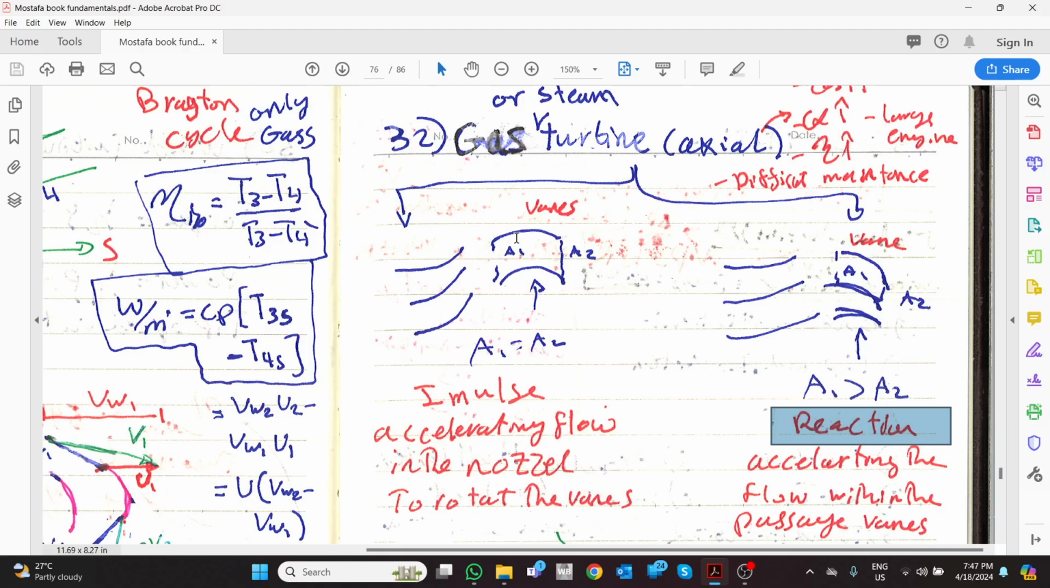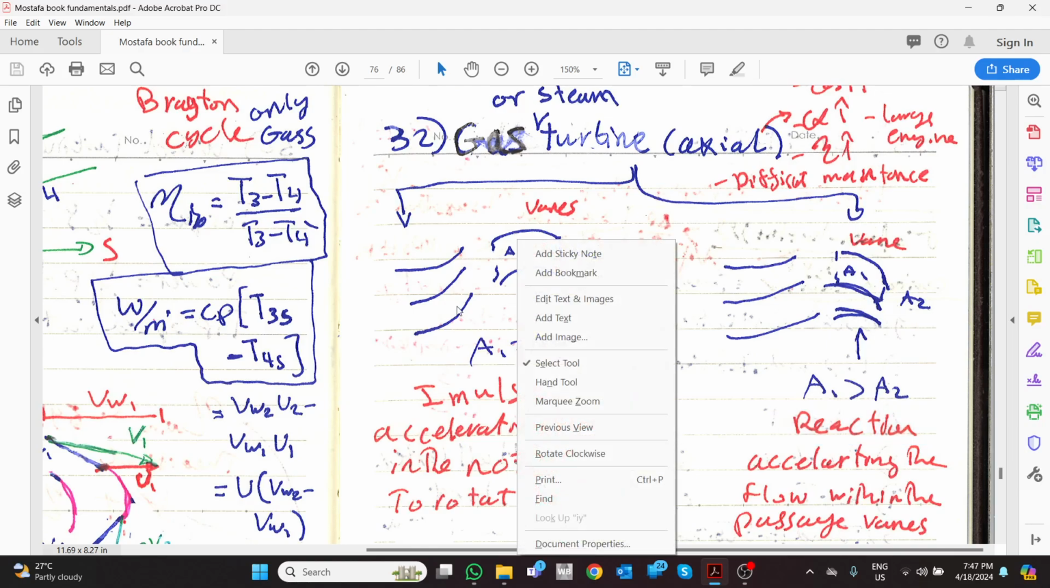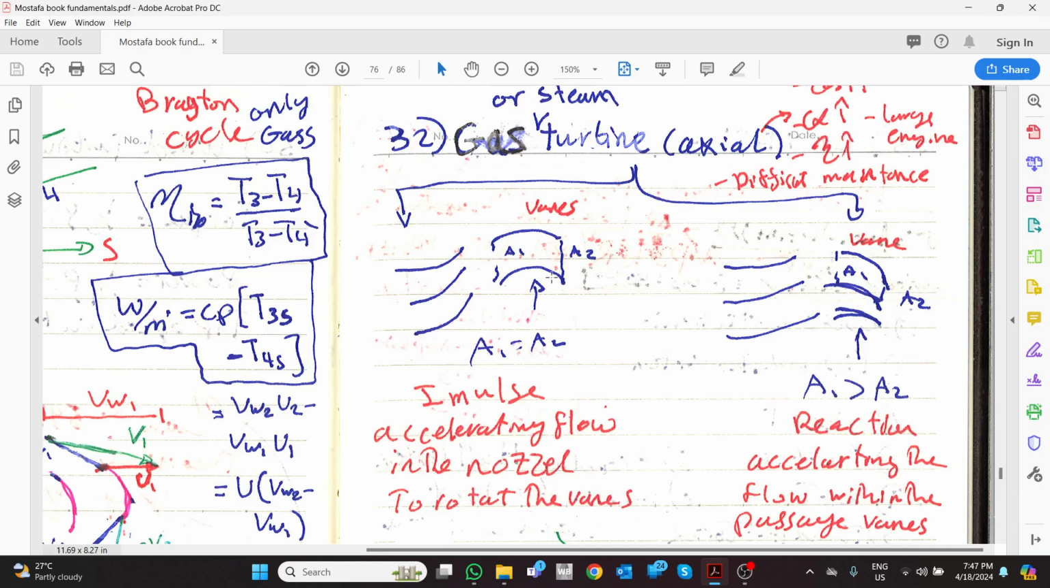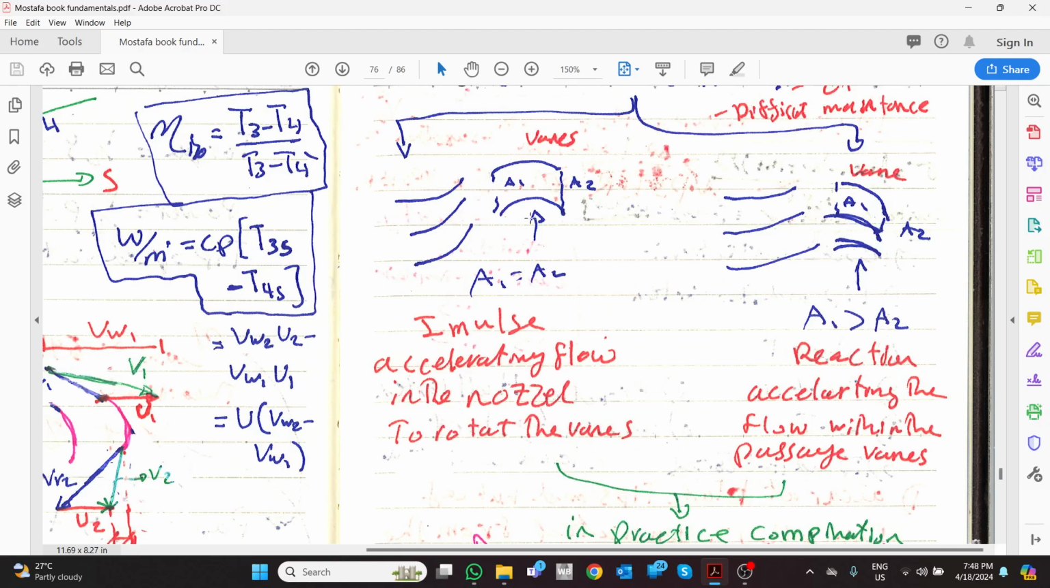It is similar, if you remember, to the Pelton turbine. So the area here is the same as the area here, and from the nozzle the vanes are rotating. But in the reaction turbine, the area here is bigger than the area here, which makes a reaction to push upward. In a real case, we have both: impulse as a nozzle plus some changing in the areas.